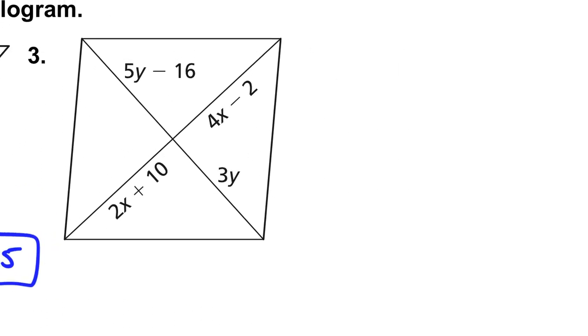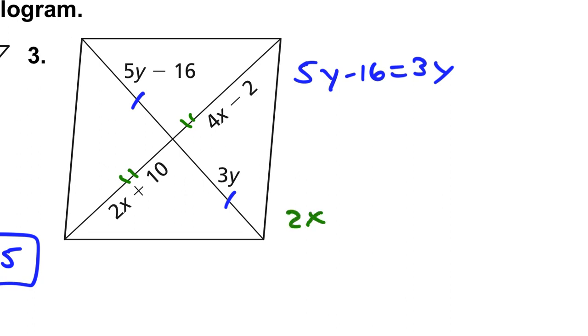So we have some diagonals here, and I know they're diagonals because they are going from one vertex to the other. That one's opposite. So here's what we do know: the 5y minus 16 is congruent to the 3y. So I can write that down. I know 5y minus 16 is the same thing as 3y. And I also know that these other two are going to be congruent. So that's going to be my 2x plus 10 is the same as 4x minus 2.